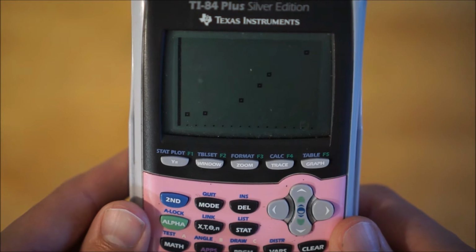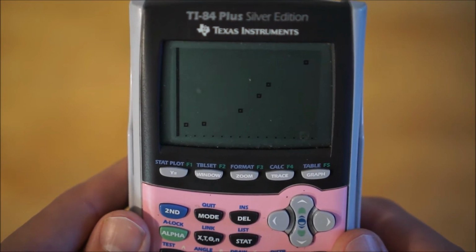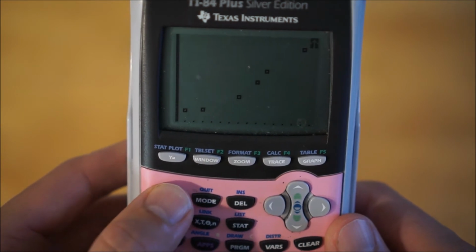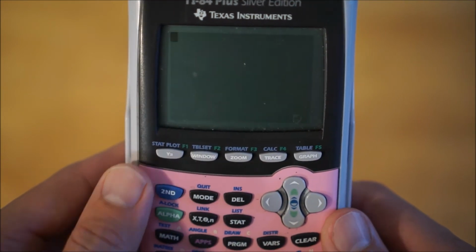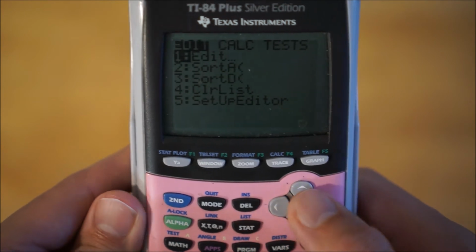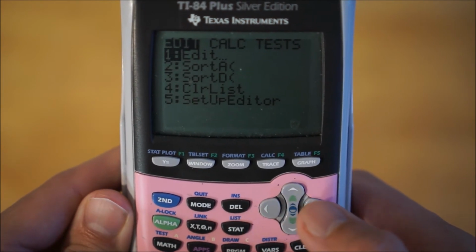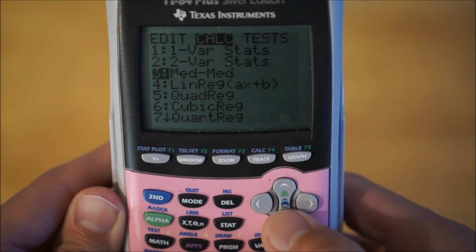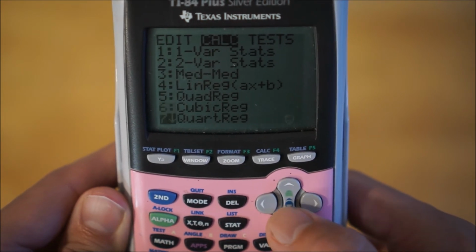So those are some possible options that we have. Now let's determine how we're going to find that function. So we're going to go to second, quit. We're going to go back to stat. All right, and then we're going to go over to calc. Okay, and we determined, right, here are options that we can test.